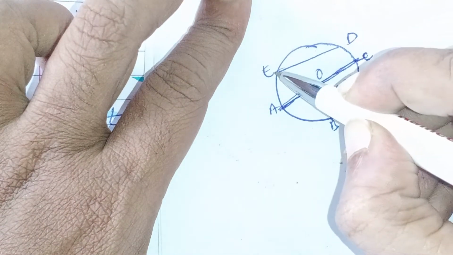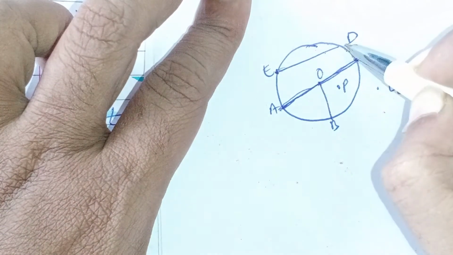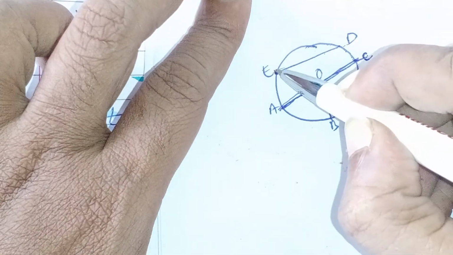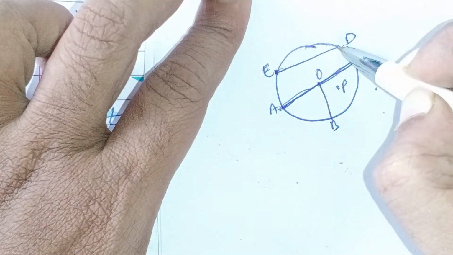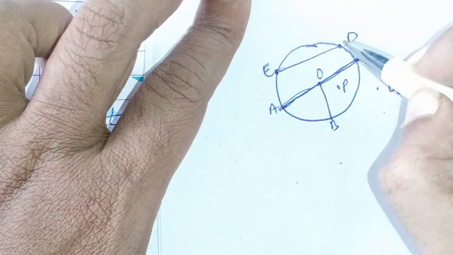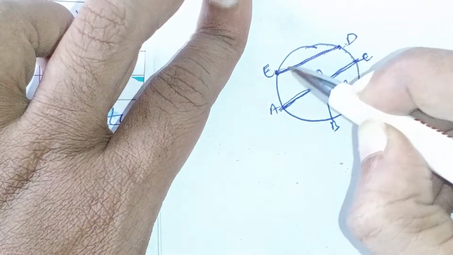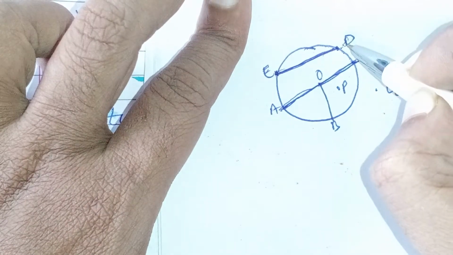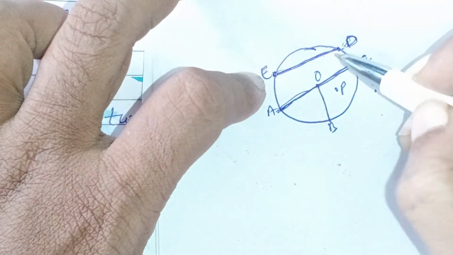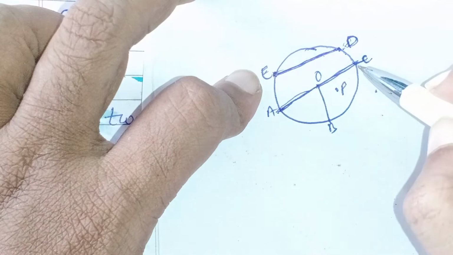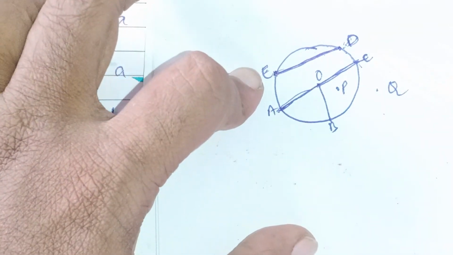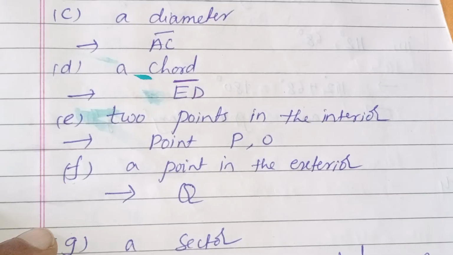Now we have to find out chord. See, a line segment, both points on a circle. This is the point E and this is the point D. Both points on a circle. See, but it is not passing from the center. ये है हमारा chord है. इसका नाम क्या है? ED. And I explain you, diameter is also a chord. If you want to write, just write it.